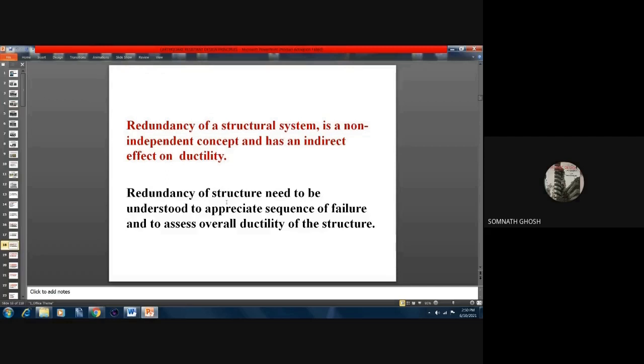Then the sequential failure is playing a major role, and redundancy is also playing a major role. And if you can increase the ductility ratio, obviously the response reduction factor may be increased, and you can reduce the base shear. So they are interconnected. I'll come to that. But at this stage, I think we should appreciate at least these comments.